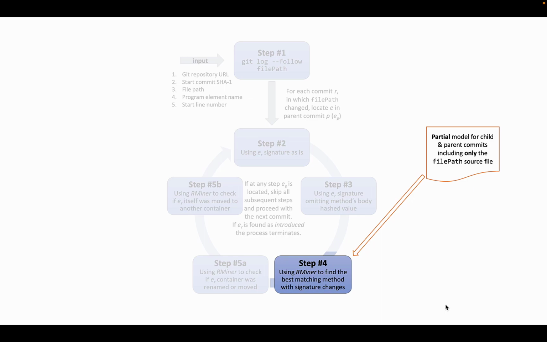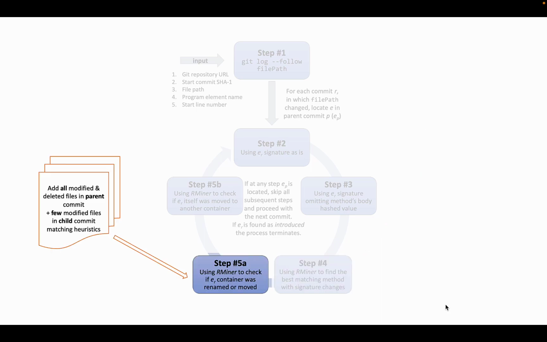So the method will be either renamed or there will be some change in the parameters. If by the end of step 4, the program element is not found in the parent commit, then that means that the program element is either moved to another file or its container file has been renamed or moved. So in order to track it in the parent commit, we need to add some additional files.